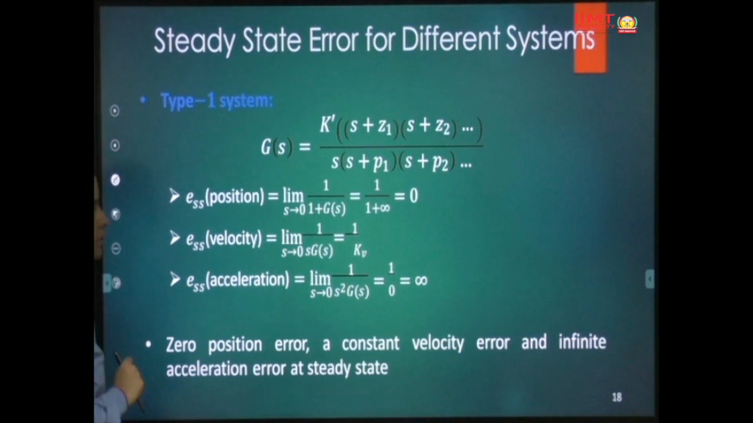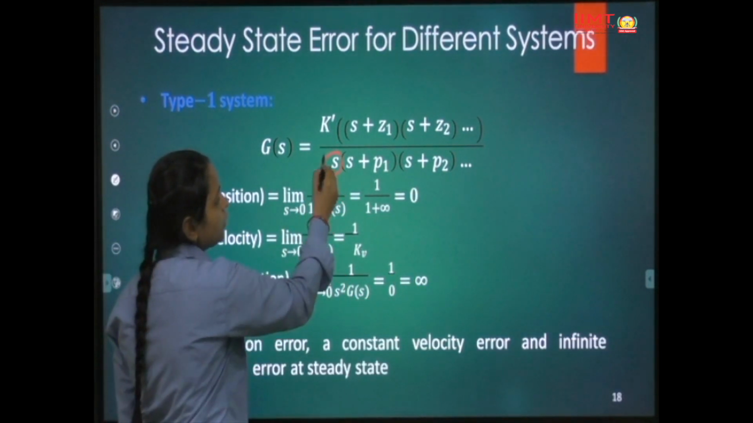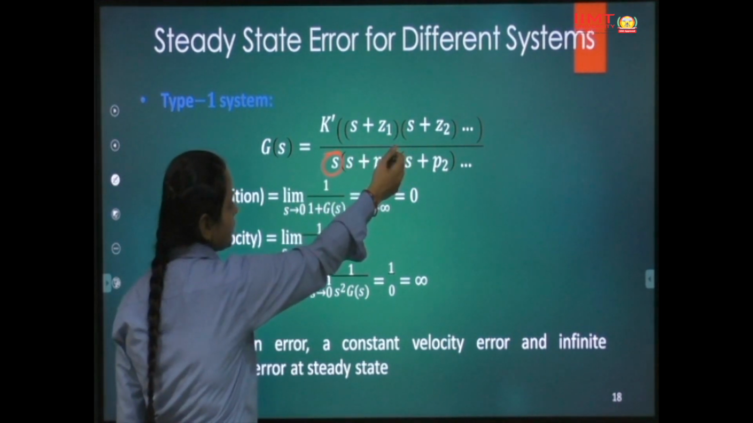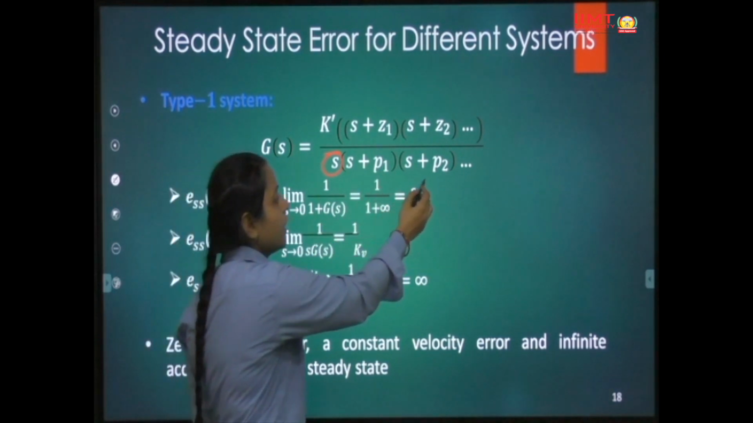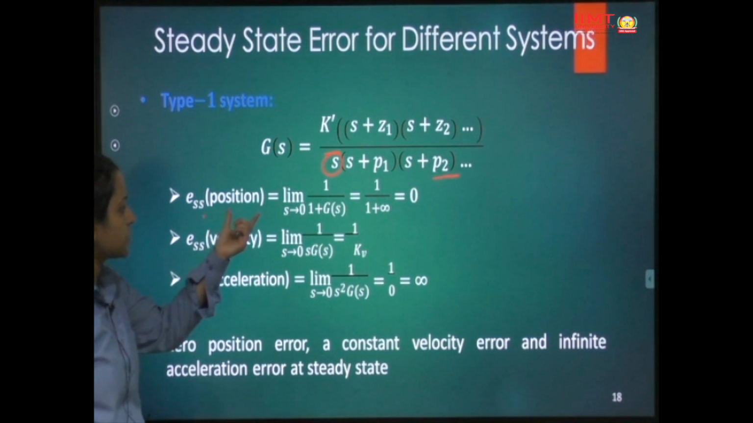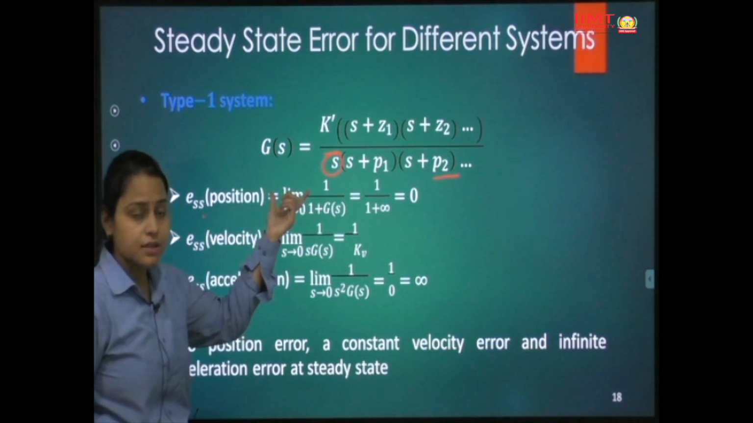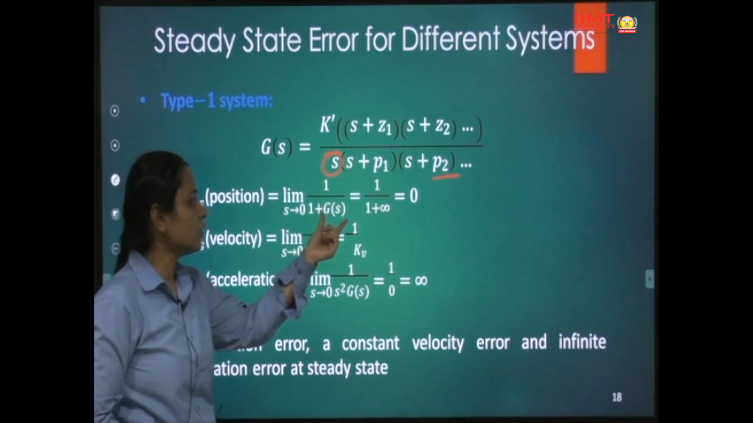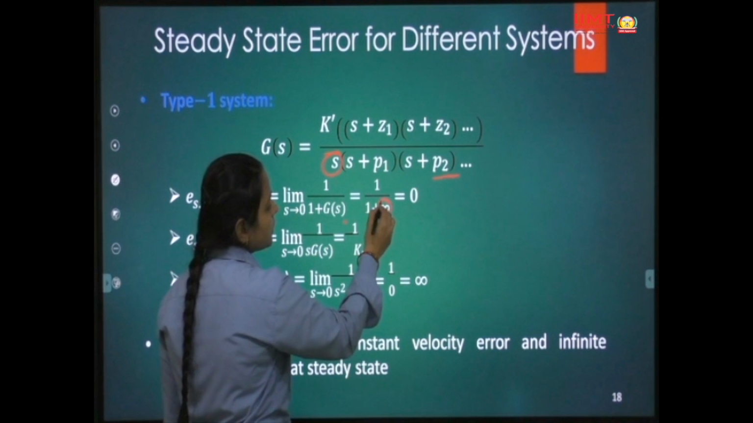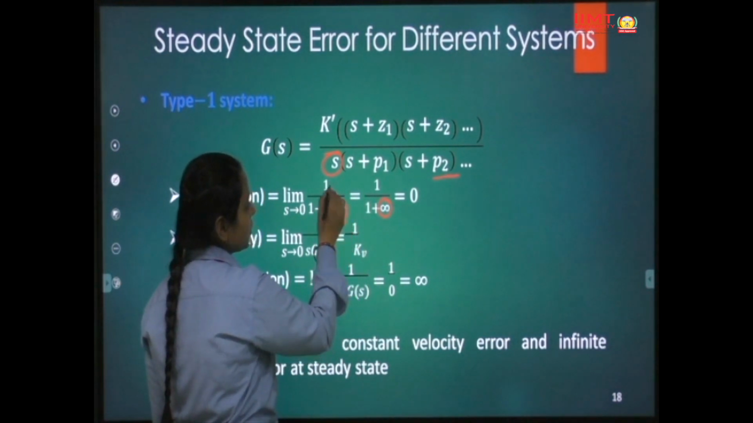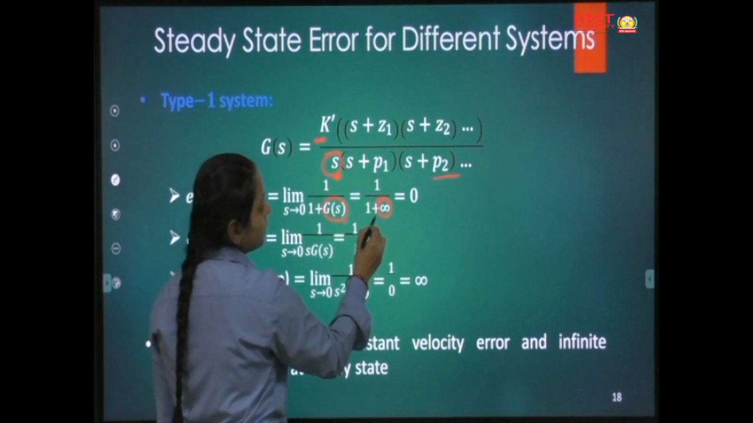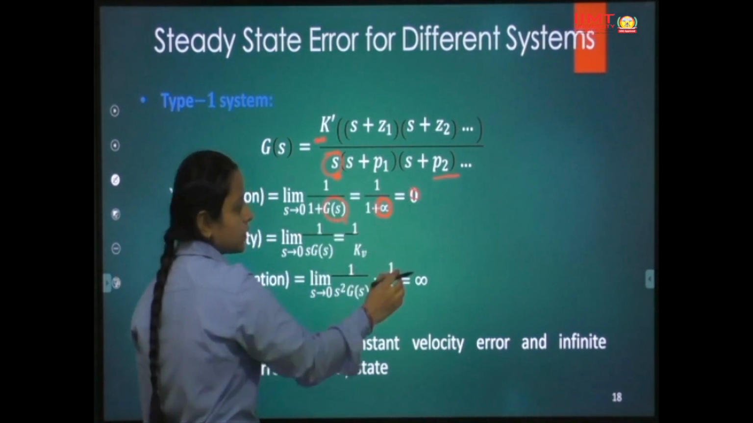So for a type 1 system, n is equal to 1. So we have the generalized form k dash (s plus z1)(s plus z2) upon s into (s plus p1)(s plus p2), and then again we calculate different error constants. For step input, ESS is limit s tends to 0, 1 upon 1 plus G(s). So Kp becomes infinite when we put limit s tends to 0, because of the s in the denominator. So if Kp becomes infinite, the error becomes 0.